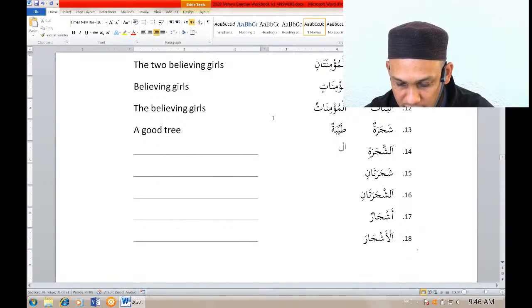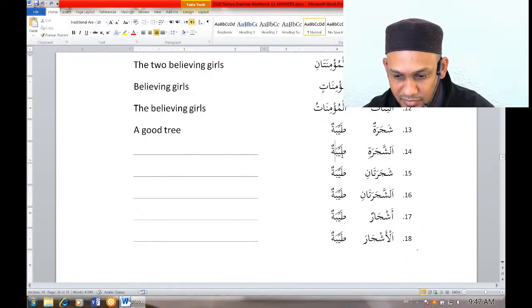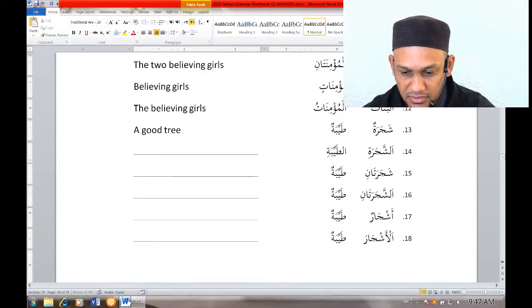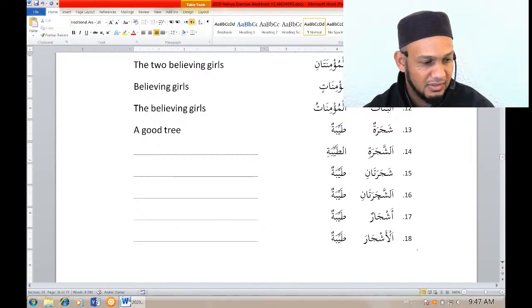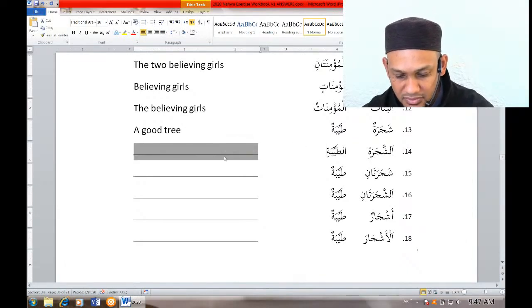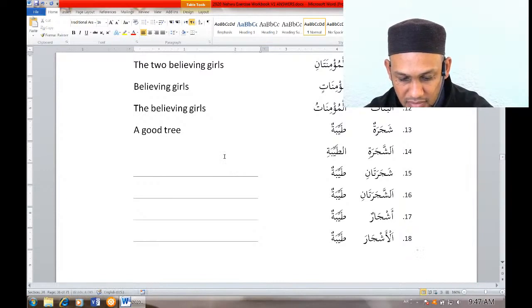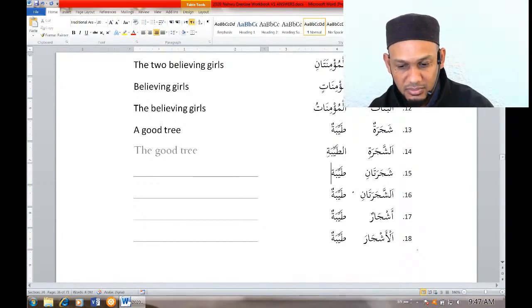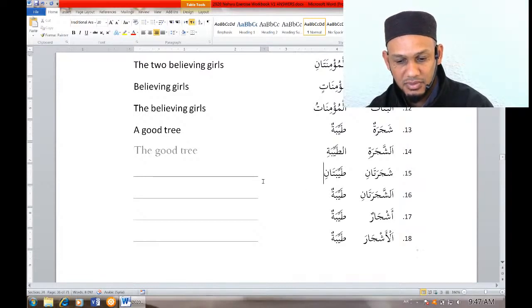If we have ash-shajarati, we're going to have at-tayyibati. Ash-shajarati at-tayyibati means the good tree. Then if we have shajaratani, what are we going to have? We take the ta marbuta and make an open ta: shajaratani tayyibatani. That means what?